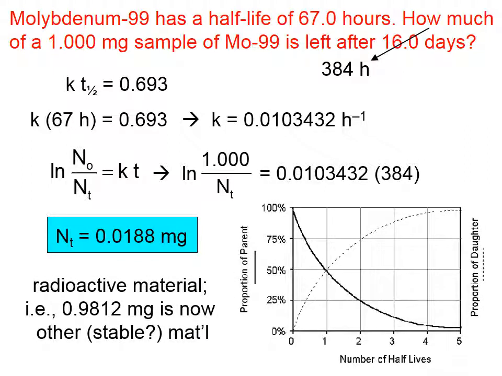Now, what does that represent? That represents the amount of molybdenum-99 that we still have. The rest, in other words, 0.9812 milligrams, is not molybdenum-99 anymore. It's something different. Maybe it's stable, maybe it's radioactive. We don't have enough information to tell. But only 0.0188 milligrams are still molybdenum-99.